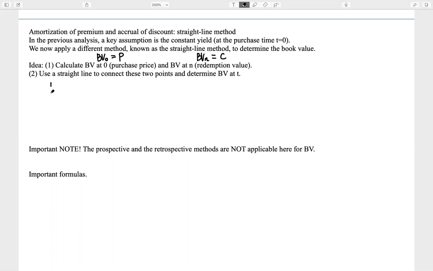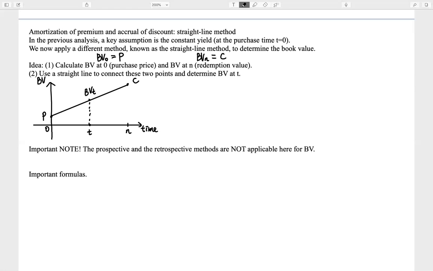So what I mean is, let's draw a graph. Here's 0, here's the maturity time n. I know my price is here, so here's P. The y-axis is book value. This is time t. So assume this is C. Okay, I use a straight line to connect those 2 points in this 2-dimensional space. And whenever I need, let's say I want to know my BV at this small time t, I just draw a line. Then this will be my BV at time t. It's very simple, right?